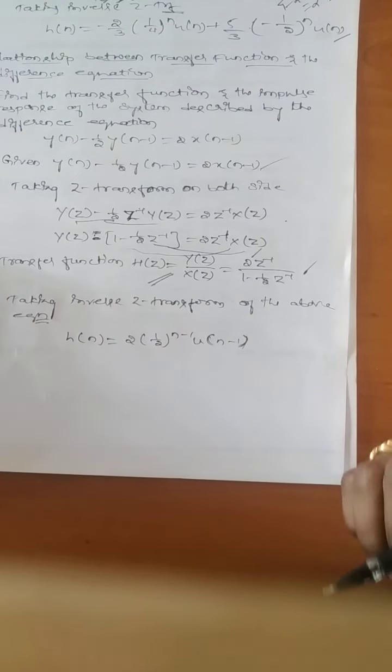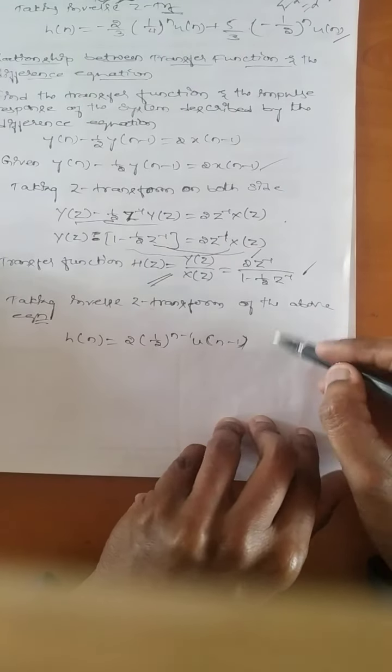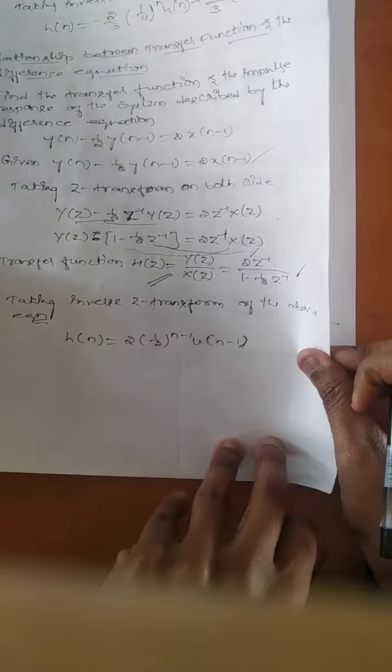Once it is shifted by one step forward, that's why we are writing it as u of n minus 1, or else shift of the signal to the right or left. In this case it is the right. This is about the relation between the transfer function and the difference equation.